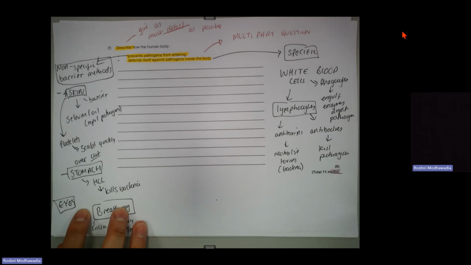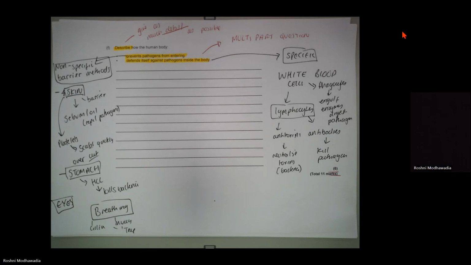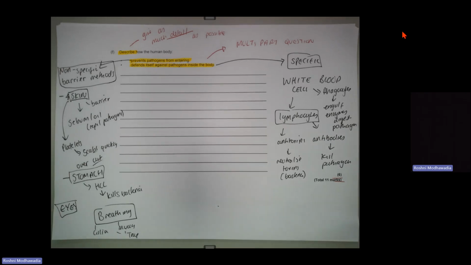We've organized our knowledge, so it is clear to the examiner that we understand exactly how pathogens are prevented from entering, and once they do enter, how our body is going to fight it back. So I'm going to start by talking about skin.